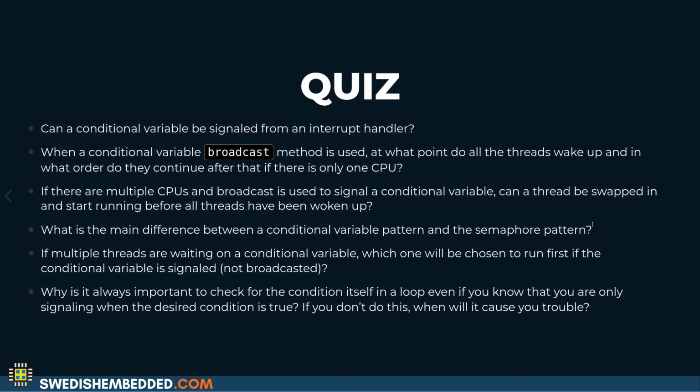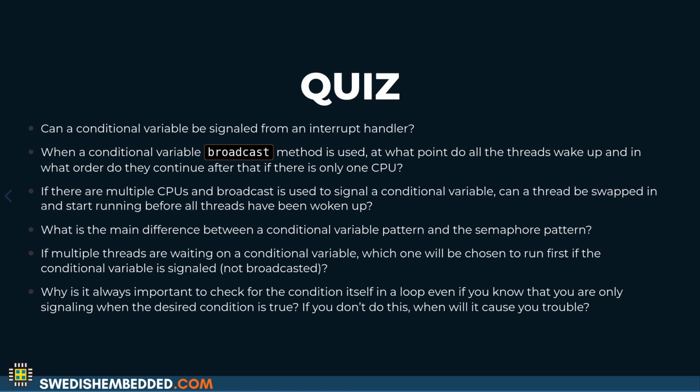So a quick quiz on conditional variables. Can a conditional variable be signaled from an interrupt handler? When a conditional variable broadcast method is used, at what point do all the threads wake up and in what order do they continue after this broadcast if there is only one CPU? So remember the mutex pattern. How does the mutex pattern decide which thread is going to run next?